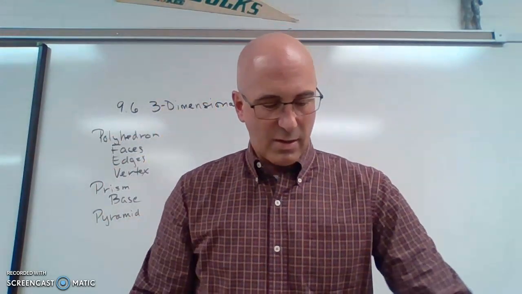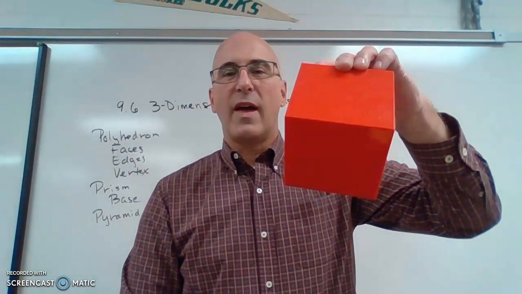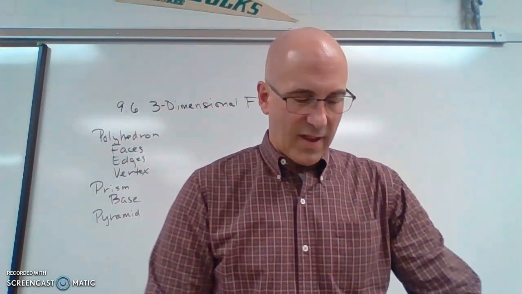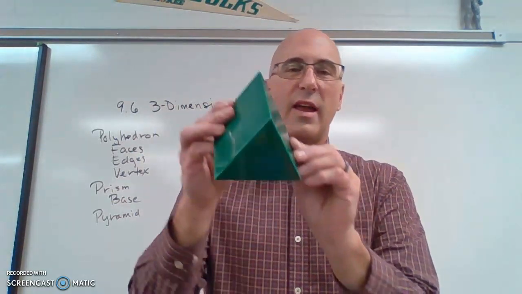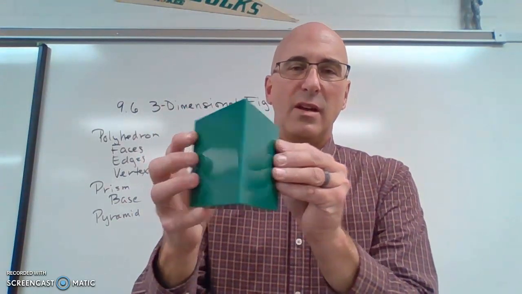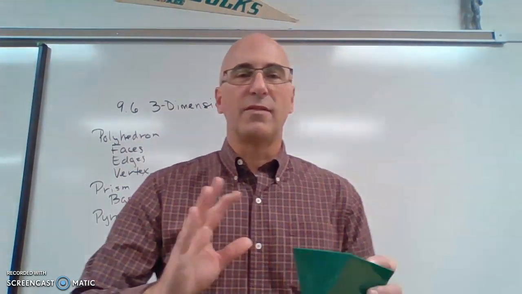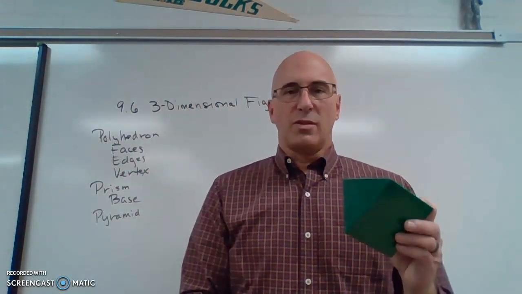Each of these is a face. Each one is a polygon. So you can see I have a square there, rectangle there. Here are some others. Here is one that has all squares as faces. Here is one that has a triangle as a base. It has three other rectangular sides, and all of these have different names, and we'll go through them in a bit.